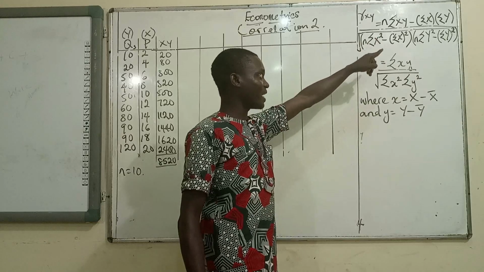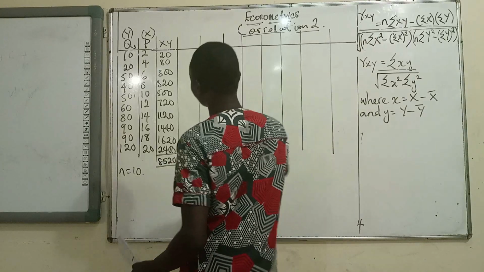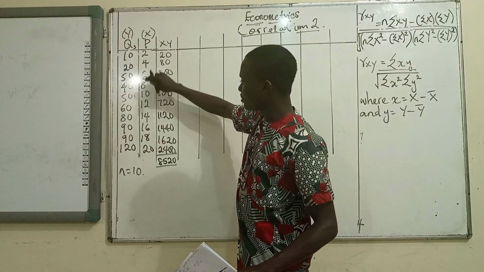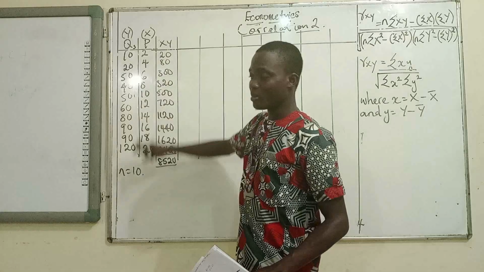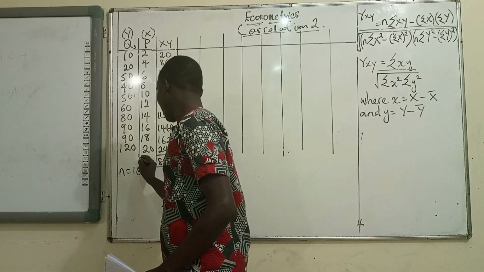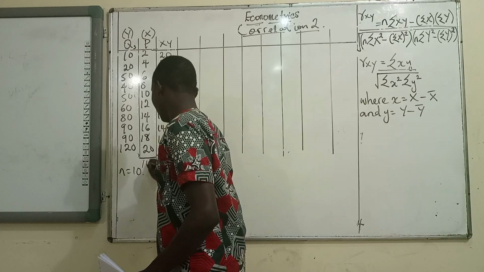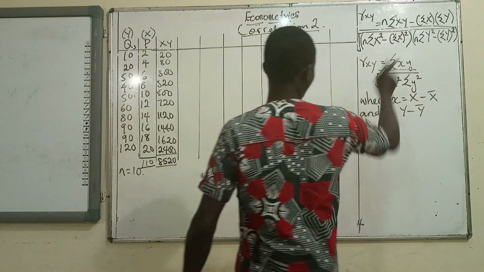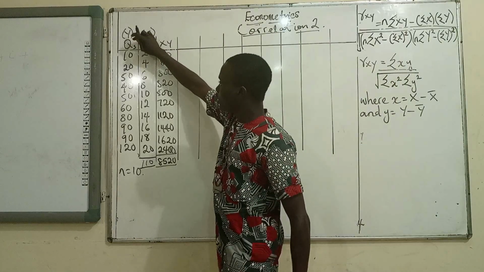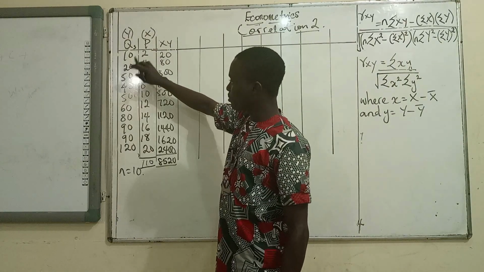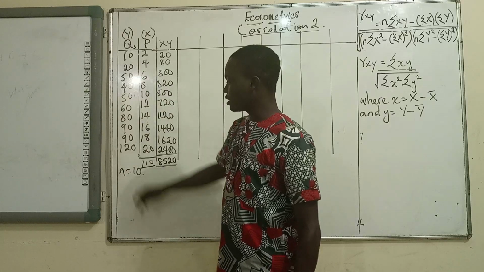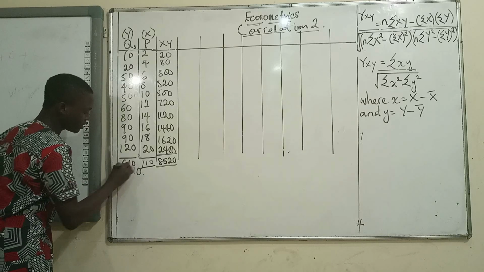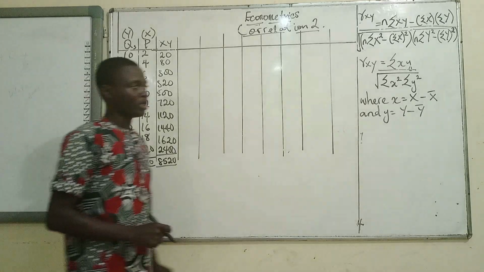Minus, then we have sum of x first. Where is x? This is x. So we just sum everything: 2 plus 4 plus 6 plus 8 plus 10 plus 12 plus 14. You sum up everything, and by the time you do that, using your calculator, you should be getting 110. So that's that for sum of x. Then for sum of y, where is y? This is y. So we add everything together, 10 plus 20 plus 50 plus 40 plus 50, then all of that. So we'll be having 610. Please make sure you verify all of these things on your calculator. Please don't rush. There is no need to rush.